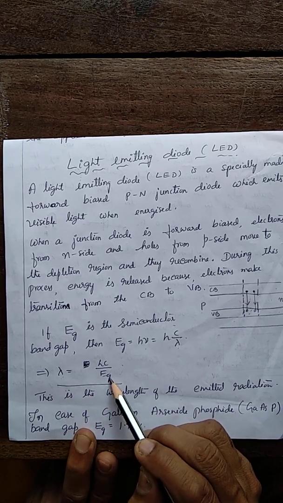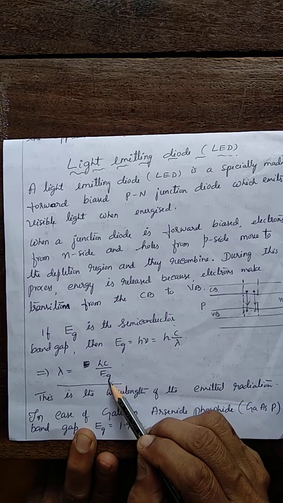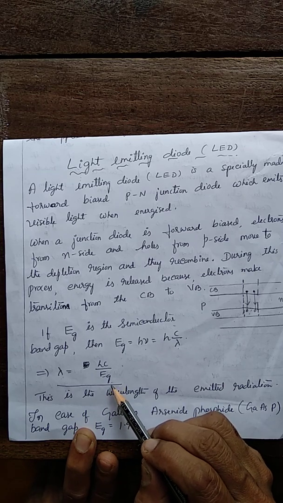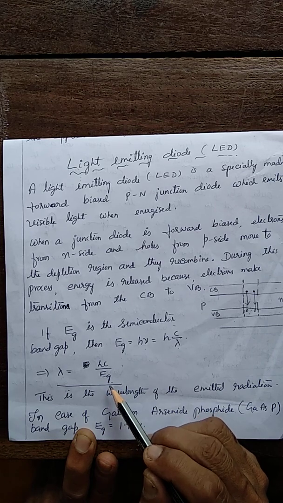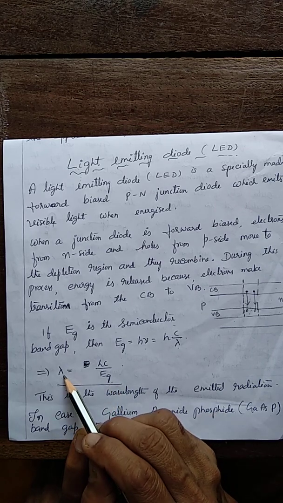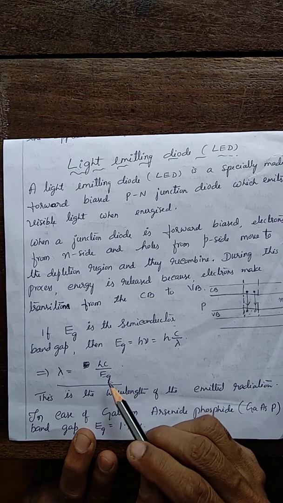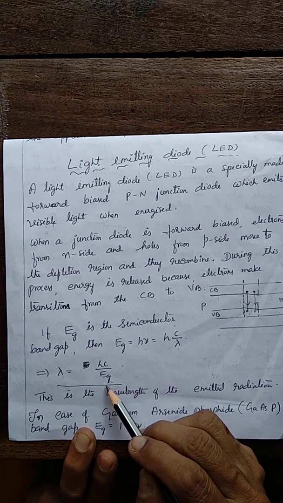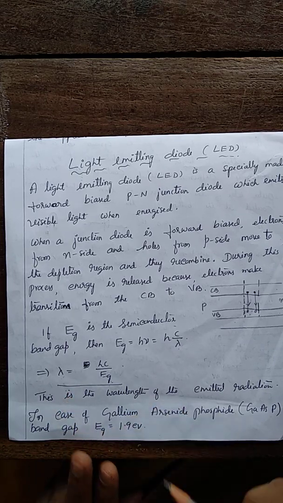The Eg values are different for different semiconductor materials. For pure germanium and silicon, the values are 0.7 and 1.1 eV. If we take a pure semiconductor, say silicon, with energy gap 1.1, the wavelength lambda comes out to be in the infrared region. Similarly for germanium also. Because of this, in the case of pure semiconductors like germanium or silicon, we don't observe the emission of light, since the wavelength lies in the infrared region, which is invisible.